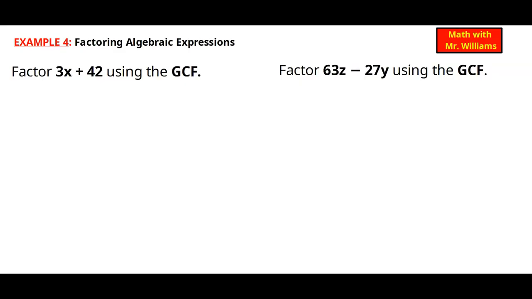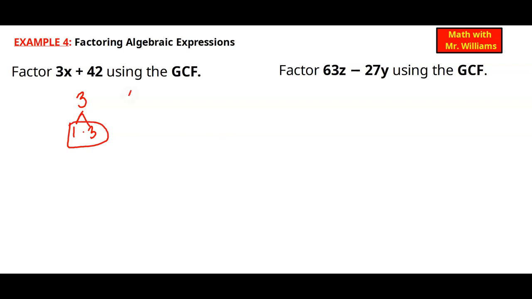Math of Mr. Williams, example 4, factoring algebraic expressions. Factor 3x plus 42 using greatest common factor. Okay, so let's go ahead and break this apart. I like to start with my smaller number here, so we're going to start with the 3. What times what gives me 3? Well, 1 times 3. Those are prime numbers, so I leave it alone.